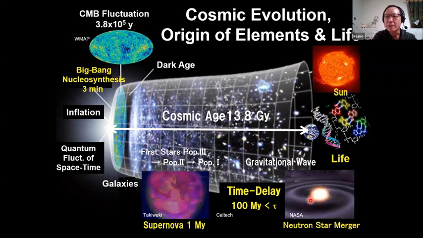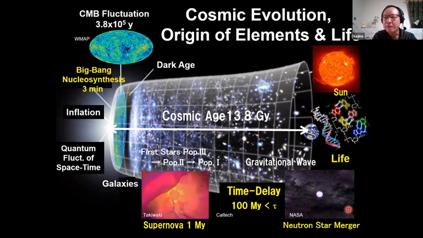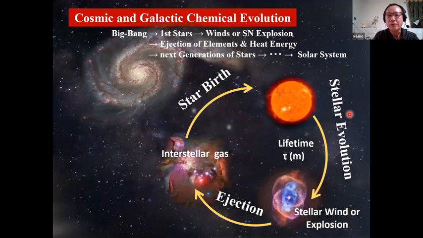But the problem is the binary neutron stars should have a time delay because of the very slow gravitational wave radiation. So in order to discuss galactic chemical evolution, we should think of the cycle of star birth, evolution, explosion, and stellar wind, and therefore the ejection back into the interstellar gas for the second generations of star formation and evolution.